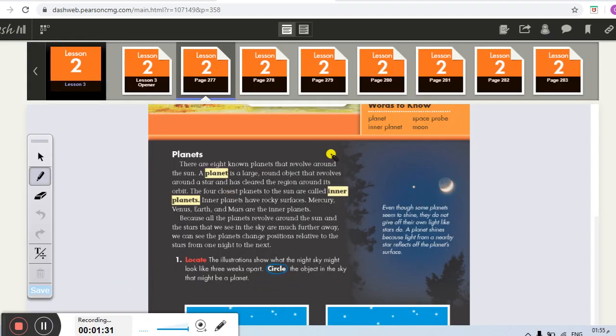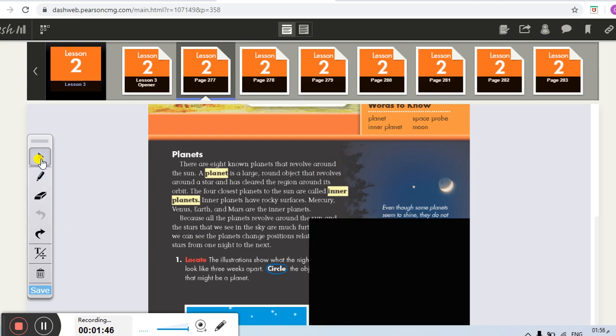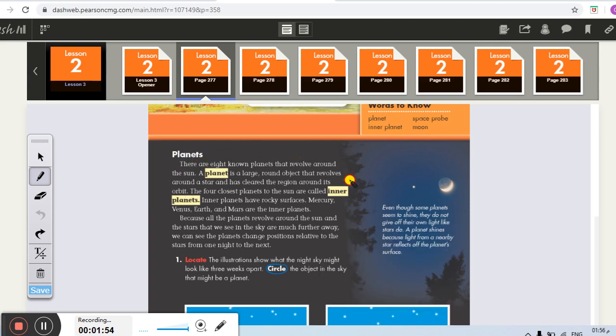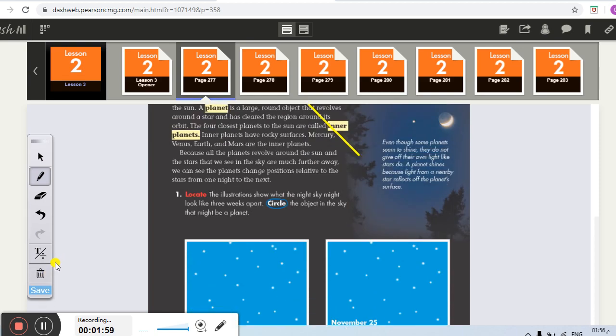In this lesson, you will be responsible only for the first paragraph of this lesson here, and also question number 8 only. Planets, there are 8 planets. Okay, there are 8 planets.